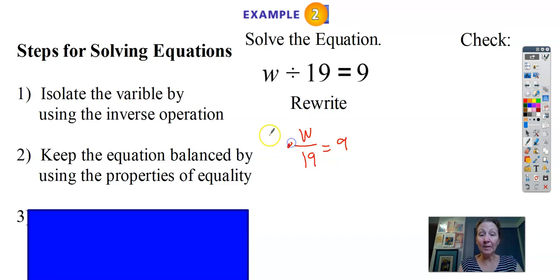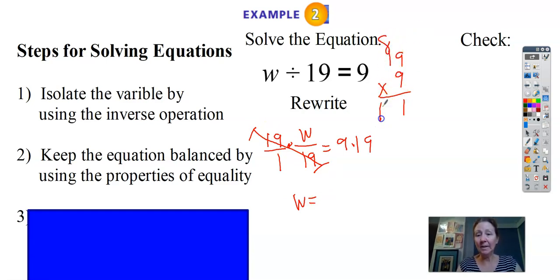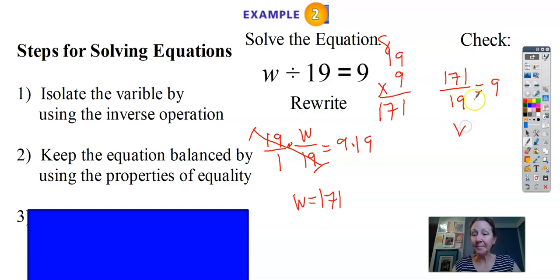Okay, so I multiply both sides of my equation by 19 because I'm looking at the variable side. The 19 and 19 cancel out. I get w equals, let's see, 19 times 9, I get 171. And then when I do my check, I do 171 divided by 19 equals 9. It's okay to use a calculator to check this. And sometimes what I have my students do is I just have them put a check there, and then I have them put a little C to show me that they used a calculator.